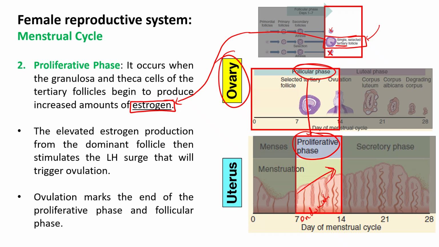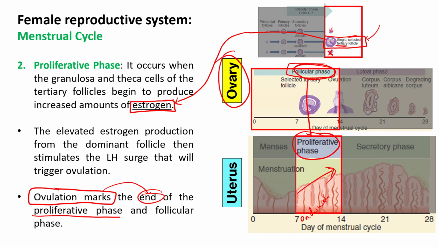Notice that at this point the egg is still trapped within the follicle, so ovulation has not occurred yet. And that is the importance of ovulation. Ovulation is a very important event because it marks the end of the proliferative phase in the uterus, but also the end of the follicular phase in the ovary. So ovulation is a pretty important phase.